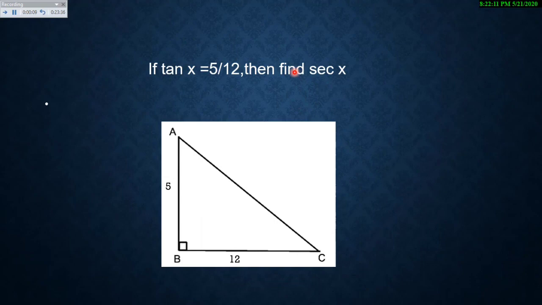I'll give a hint to you. What is tan? Tan is opposite by adjacent. So we have the value of opposite as 5 and adjacent as 12. So what is secant? Secant is the reciprocal of cos. Cos is adjacent by hypotenuse. So what secant will be? Hypotenuse by adjacent. So we just need to find the value of hypotenuse. You can use Pythagoras theorem or you can solve by identity also, right?